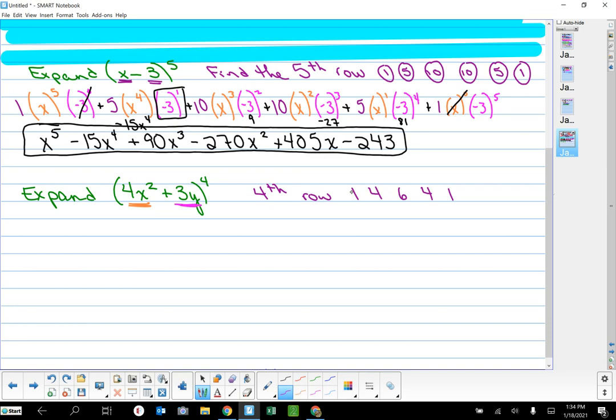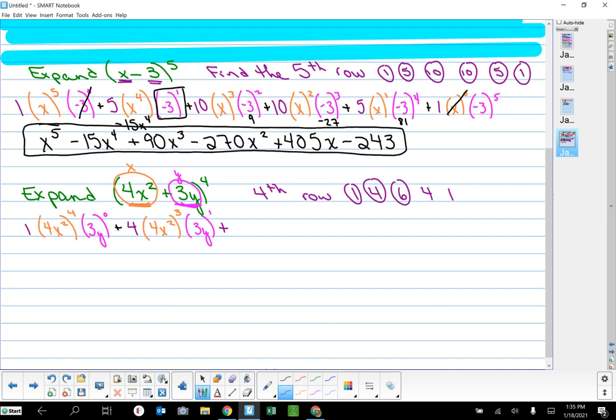So we start with our coefficient. So I have a 1. And then my x value is 4x squared, and that's being raised to the 4th. And then my 3y is being raised to the 0. Plus, next coefficient, 4. My x is 4x squared, right? You're taking this whole thing as your x value. And then I'm raising that to the 3rd. You're taking this whole thing as your y value. And I'm raising that this time to the 1st, right? Dropping your x's, raising your y's.